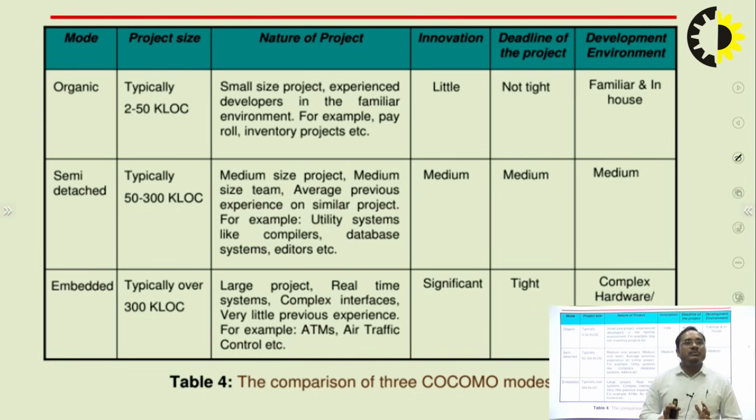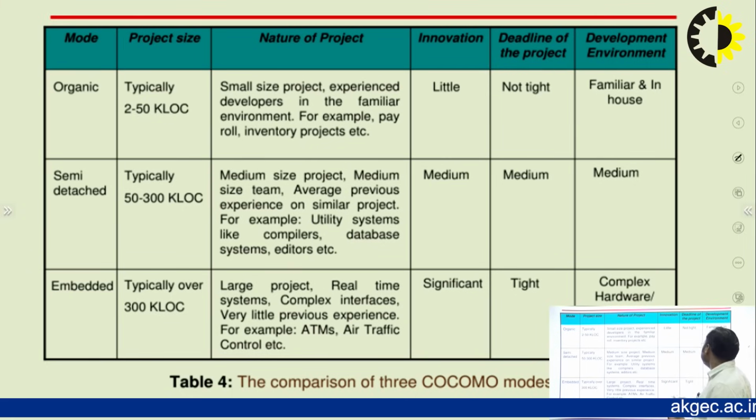These three models are used for design as per the requirement of the users, as per the requirement of the customer. So these models are categorized. In the organic model, what is the innovation? It is a small innovation, and the dealing of the project is not tight, so it is very flexible. It is used for small size projects, familiar and in-house, basically for house purposes. The semi-detached model has medium innovation, the deadline for the project is medium, and the development environment is also medium.